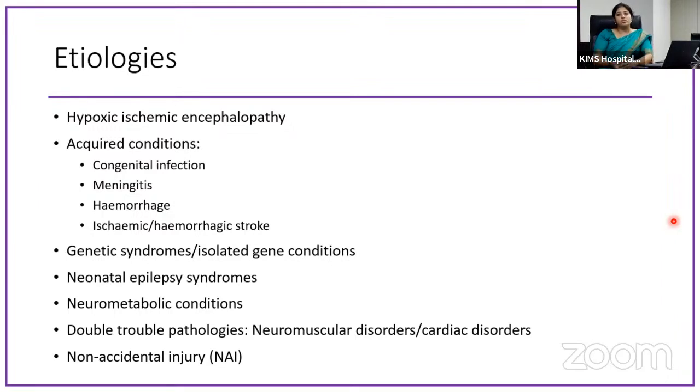Now, there's a group of disorders which are known as the double pathologies. What happens in these cases is that the child presents with something like an encephalopathy, usually HIE, but this HIE is present due to another underlying factor like a neuromuscular disorder or a cardiac disorder. So let us say a child has a severe congenital form of SMA. The child is going to have very low respiratory drive, and because of this low respiratory effort, the child may end up in a HIE situation. So the child presents with encephalopathy, but the etiology is not primarily related to encephalopathy, it is due to another pathology. And the last is non-accidental injuries. So this should also be considered in neonates who present with encephalopathy.